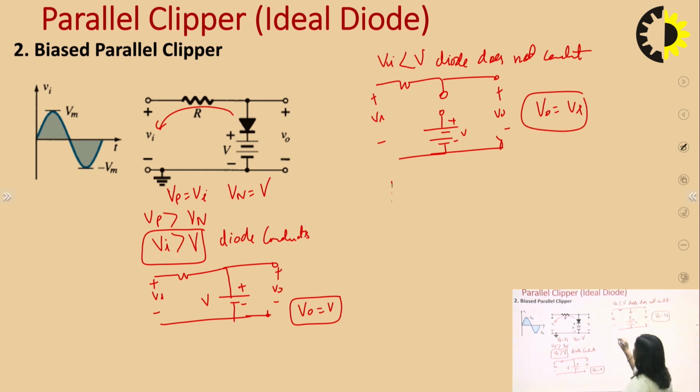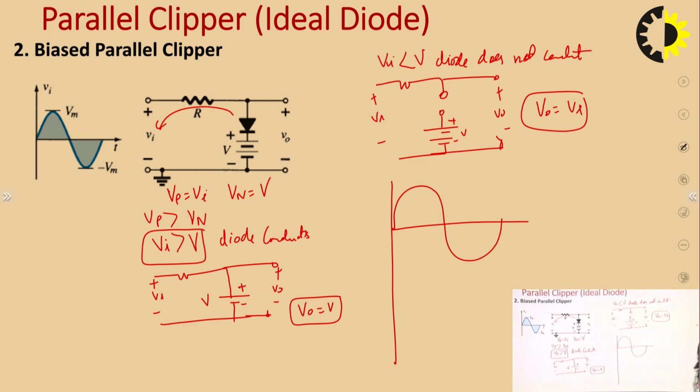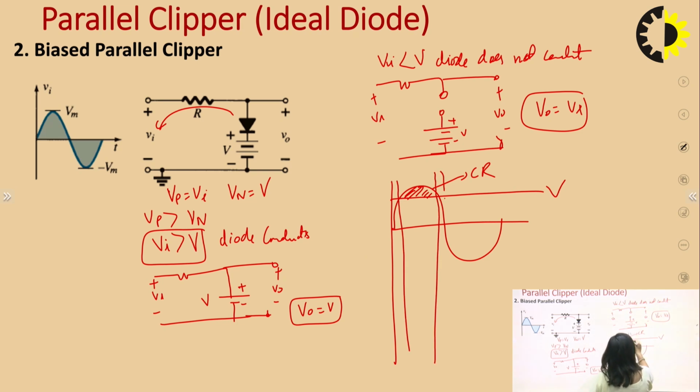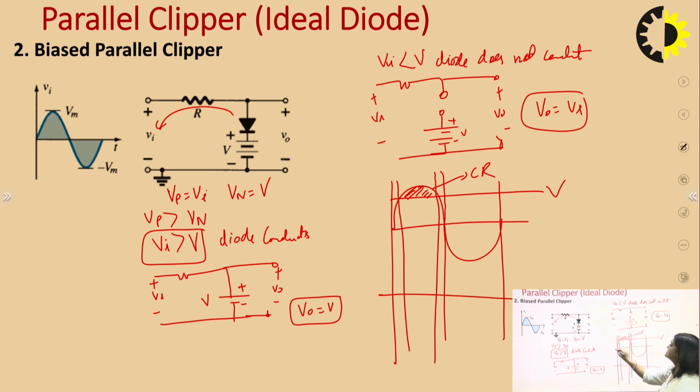So now we can draw the waveform also. This is our input signal, and first we will draw the conducting condition, that is Vi greater than V. So we will draw the line of V here, and since this Vi is greater than V, this part is conducting. Now we will draw the perpendicular lines from these regions, like in this way. This is A, this is B, C, D, E, F, G.